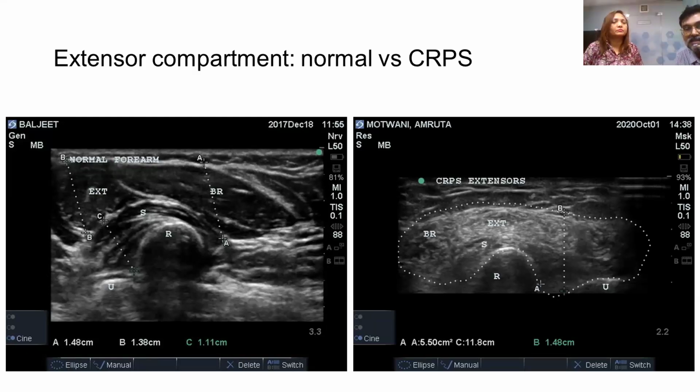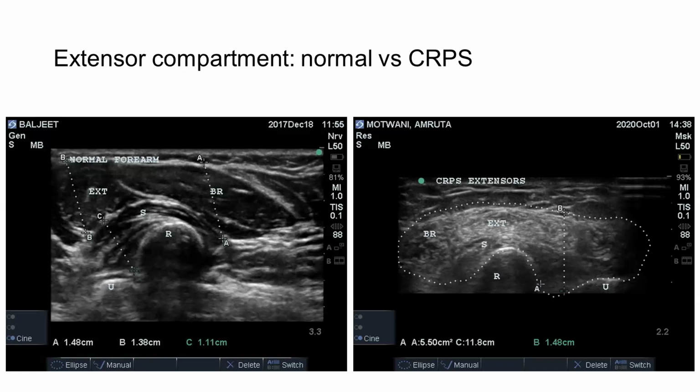So basically, on the left you can see a panel which shows the extensor compartment muscles, which are normal. You can make out the echogenicity, which is hypoechogenicity, of the normal muscles. But on the right side, when there is CRPS, the muscles are looking much whiter. That is, there is more hyperechogenicity of the muscles. And in long-standing cases of CRPS, even the size, that is the volume of the muscles, goes down, which you can measure on ultrasonography.